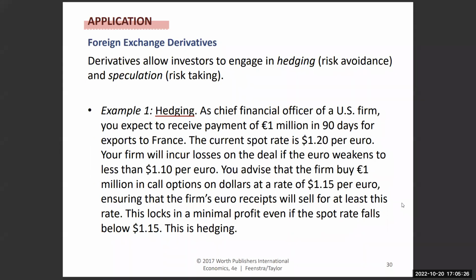Okay, so we are buying a million call option on the dollar at the rate 1.15. Okay, so we are ensuring ourselves that at least we are earning something. So this locks in a minimal profit even if the spot rates fall below 1.15. Okay, if it would be, for example, 0.9, we can execute the option and make a profit.